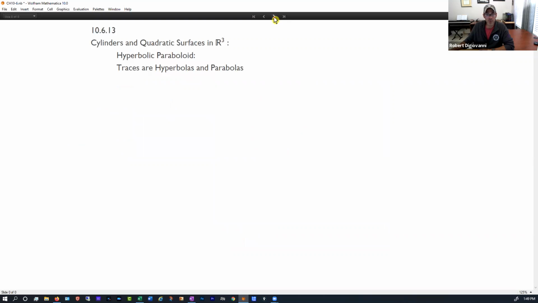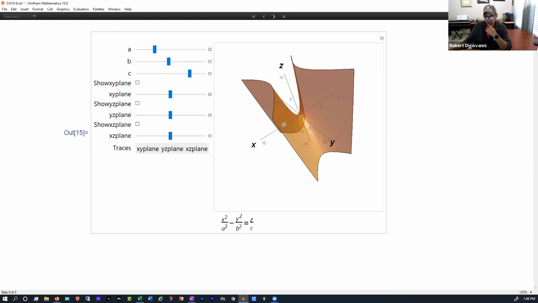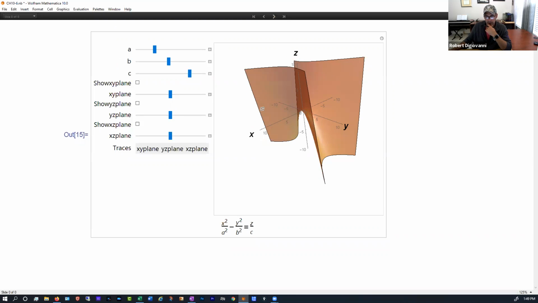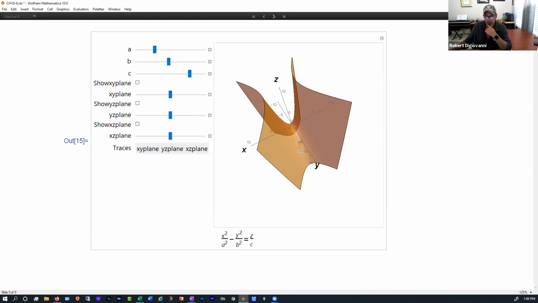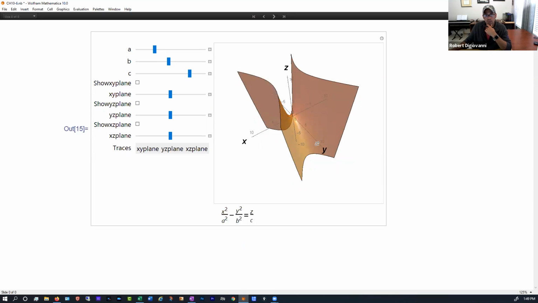All right, next one, the hyperbolic paraboloid. So your traces are hyperbolas and parabolas. Hyperbolic paraboloid, here it is. Whoa, okay, this is starting to look weird now. I always like to think of a hyperbolic paraboloid as a saddle, okay?